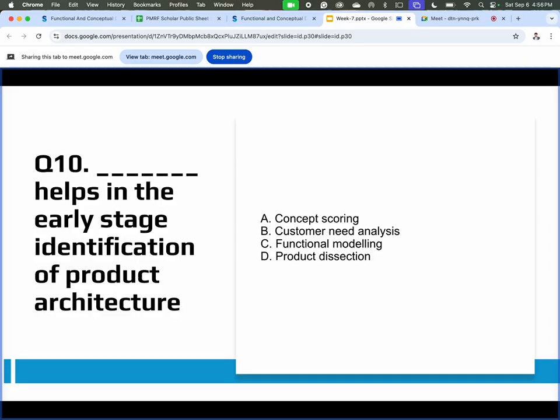The other two, like concept scoring or product dissection, come later in the process or are used for competitive analysis. Customer needs are already identified earlier. Thus, functional modeling is the right method for shaping product architecture at the conceptual stage.